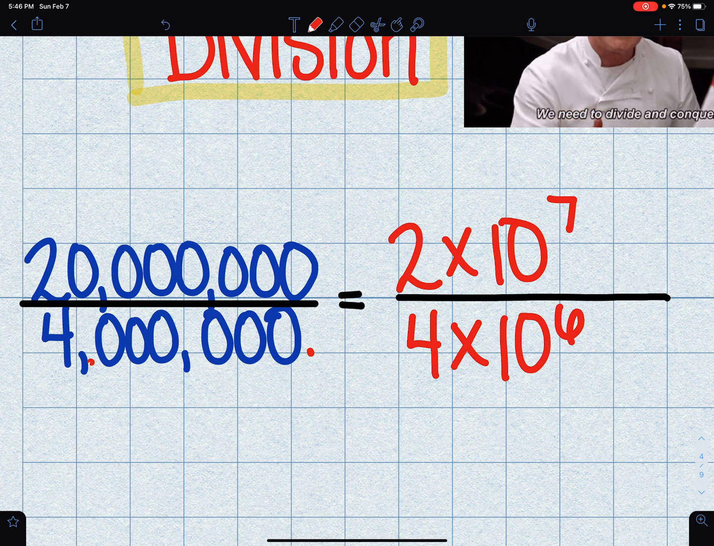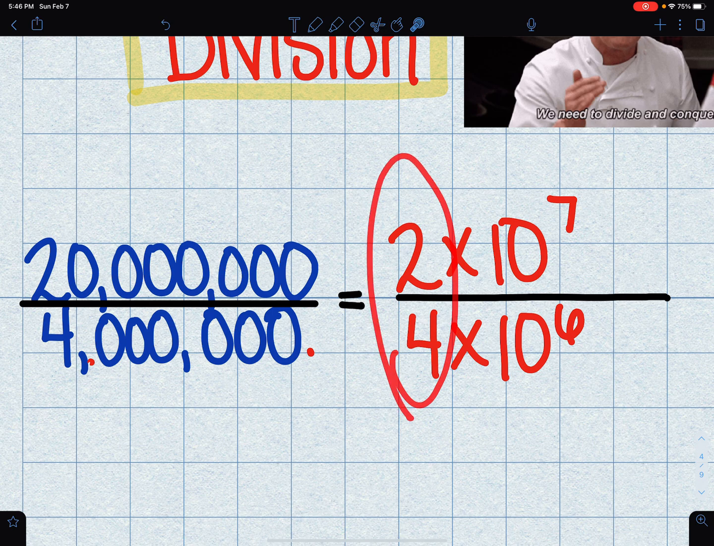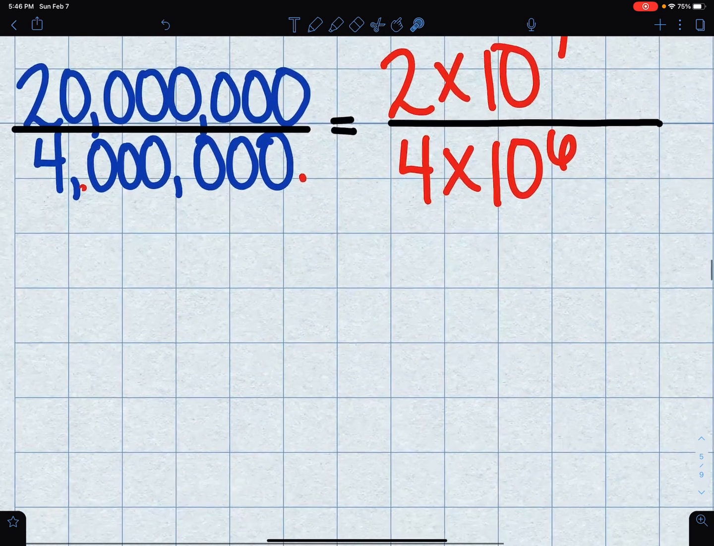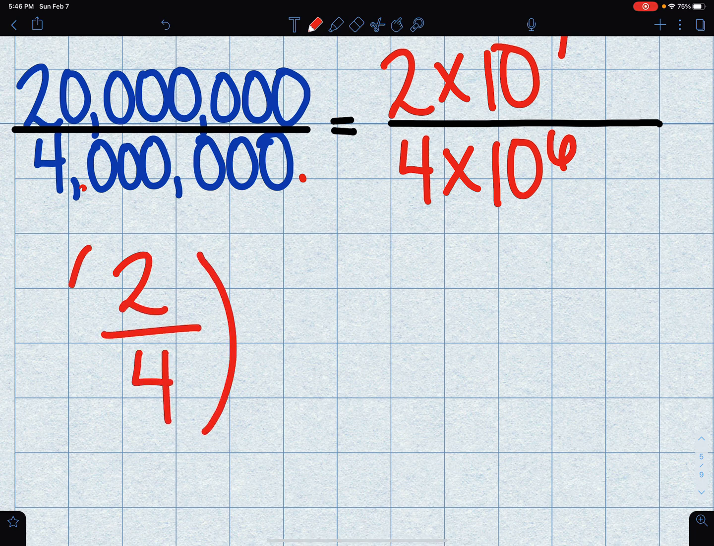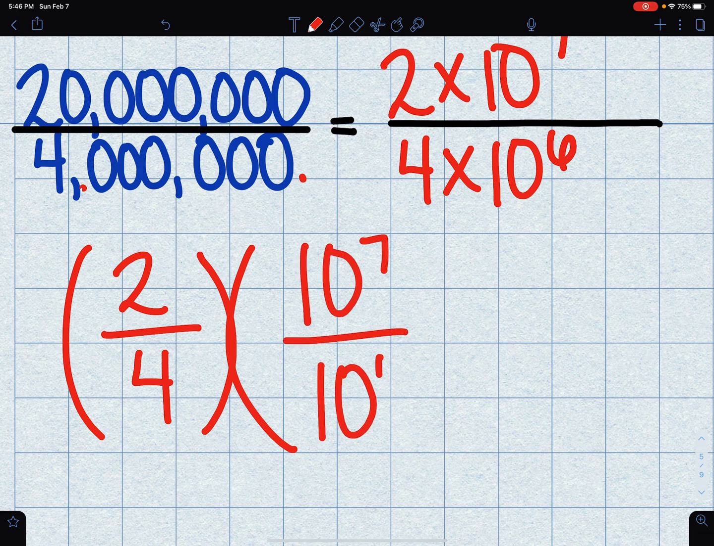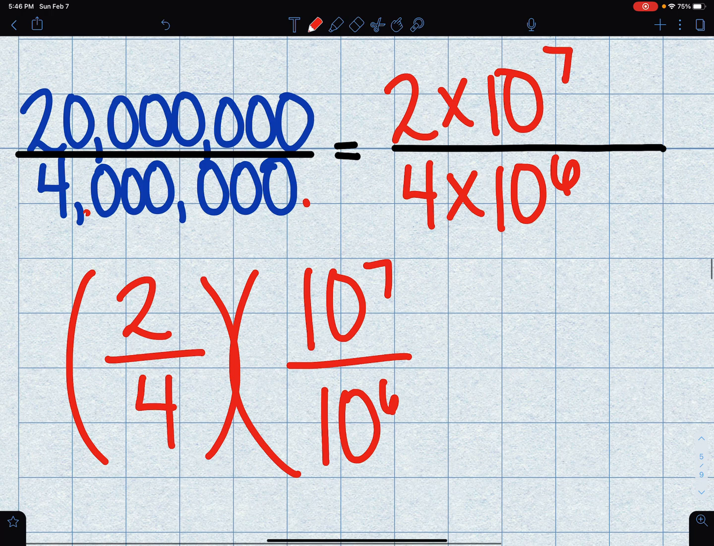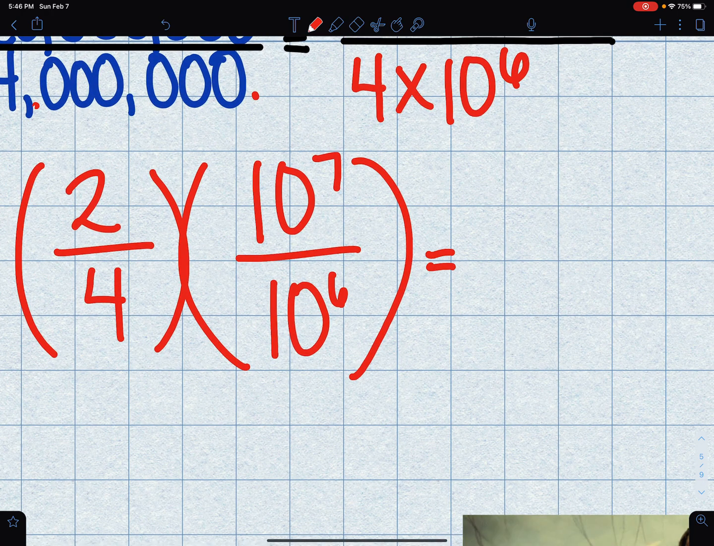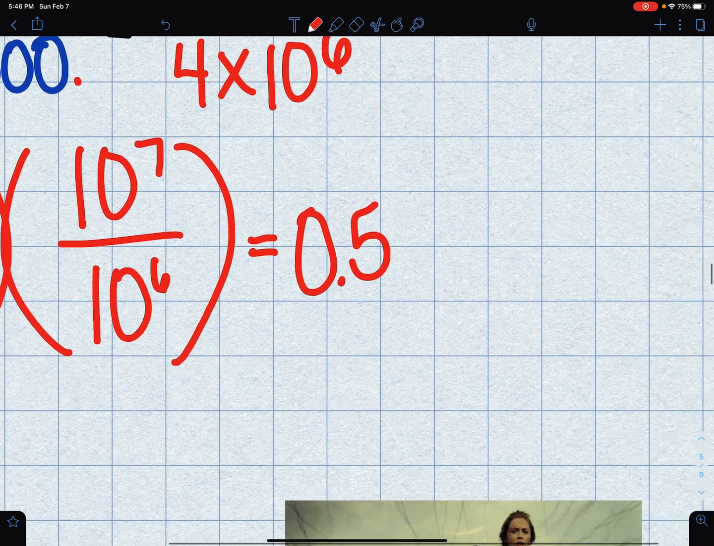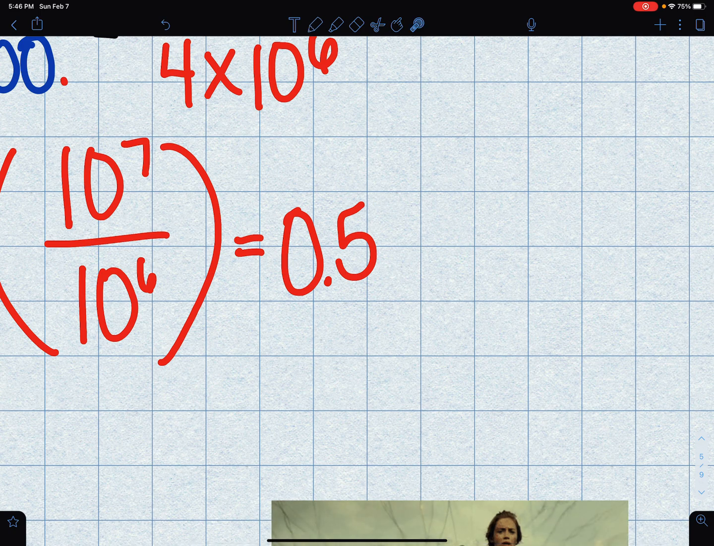And then we just divide. So let me write it out. It's basically 2 over 4. You do that separately. And then you have 10 to the 7th over 10 to the 6th. Okay, make sense? All right, now what does that give you? Well, the 2 over 4 gives you 0.5 or a half, whatever. And then the 10 to the 7th over the 10 to the 6th.